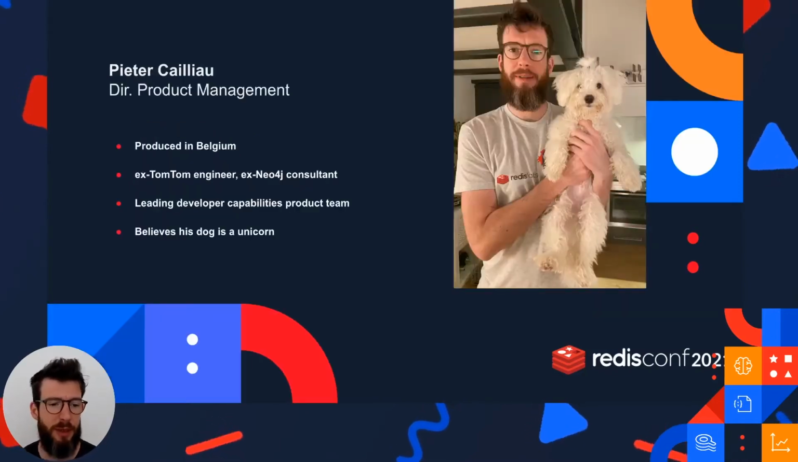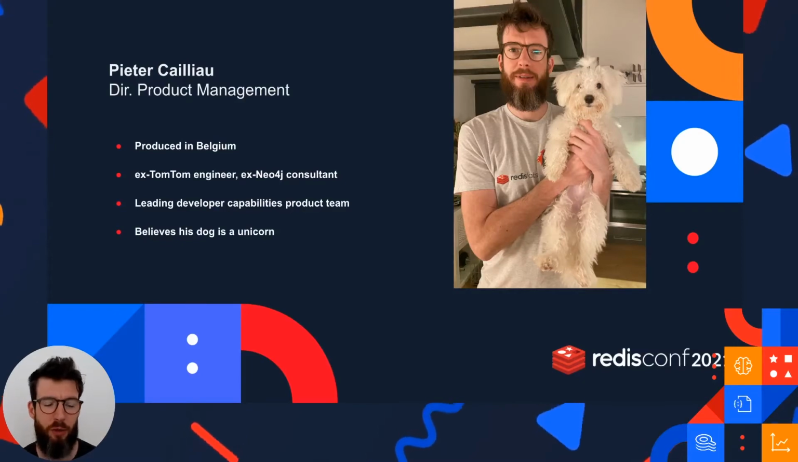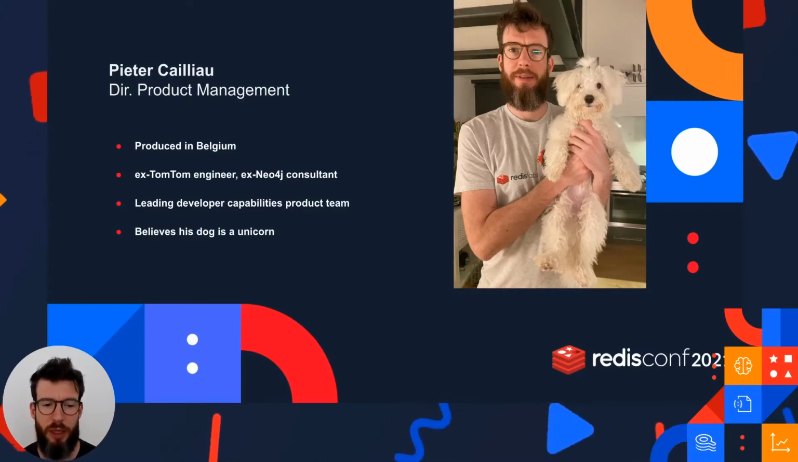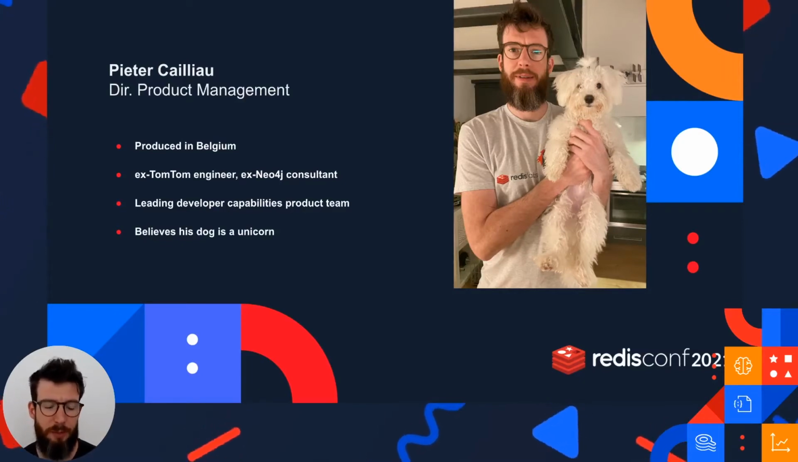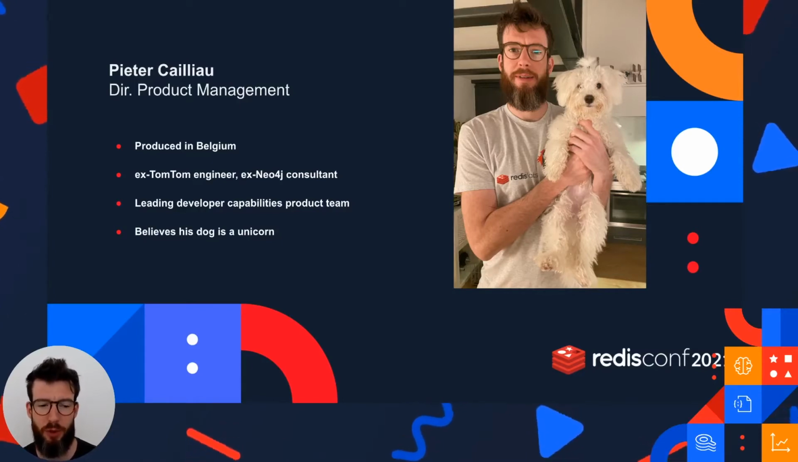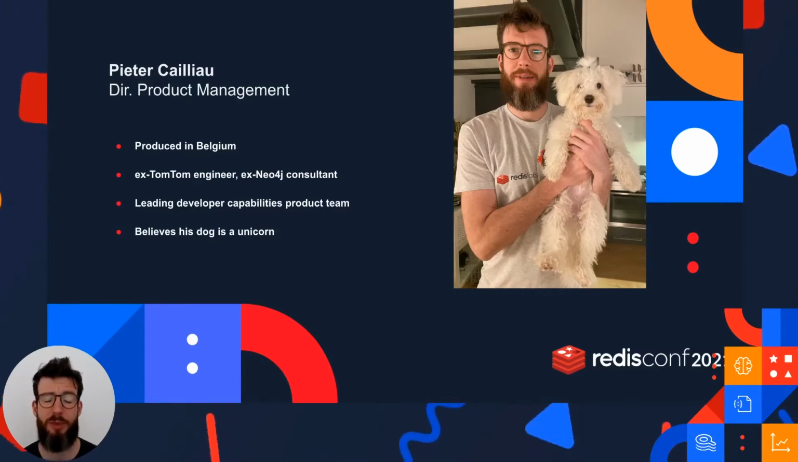About myself, I'm from Belgium. In a former life, I was a software engineer at TomTom and a consultant at Neo4j. I'm currently leading the developer capabilities product team at Redis Labs, and I do believe my dog is a unicorn.